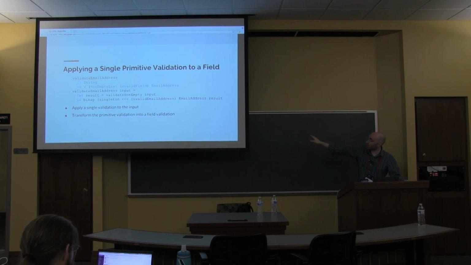However, if that result is on the right-hand side and it's valid, then wrap it in this EmailAddress newtype so that we signal that what you have is a valid email address. Why do we need to wrap again? It's already on the list.